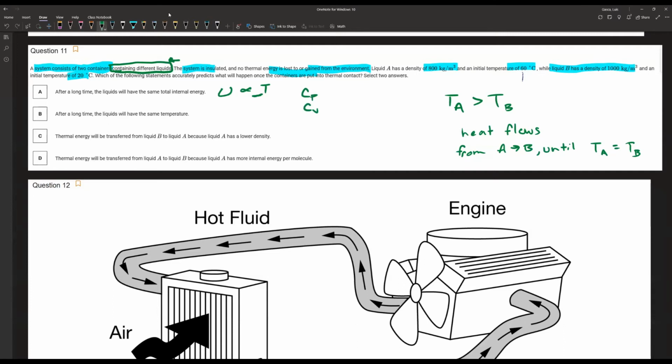And so in this case, because the liquid is going to have a different CP and CV value between the two of them, we can't say this for sure. If they were gases, we could go ahead and agree with that. So not quite. B is the one that we were saying at the beginning. These liquids are going to have the same temperature after a long time because of the heat flow. And so the other answer here is thermal energy will be transferred from liquid A to liquid B. So heat flows from A to B, and heat is thermal energy.